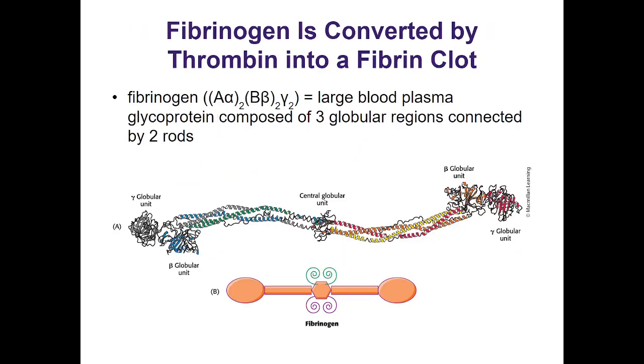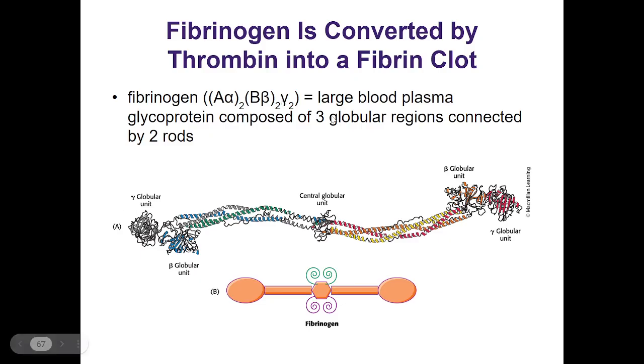So right here we have the fibrinogen. This can be converted by thrombin into the fibrin clot. The fibrinogen is denoted by A alpha 2, B beta 2, gamma 2. This gives you the large blood plasma glycoprotein. This is composed of 3 globular regions connected by 2 rods. This is what it looks like right here. Okay? And so this is the gamma globular unit right here. And it's on both sides. Can you see that okay?